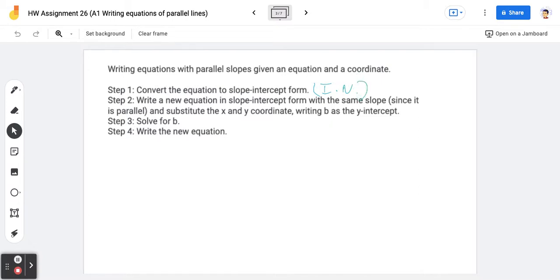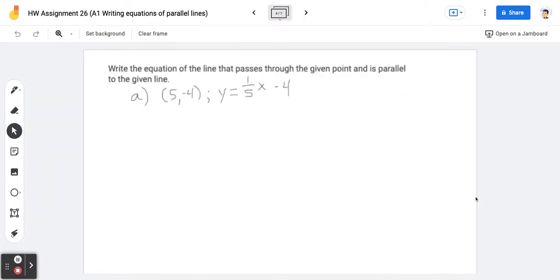Step two, we're going to write a new equation in slope-intercept form with the same slope since it's parallel, and substitute the x and y coordinate, writing b as the y-intercept. Step three, we're going to solve for b. Step four, we're going to write the new equation. So we'll go through each step and what exactly it means.